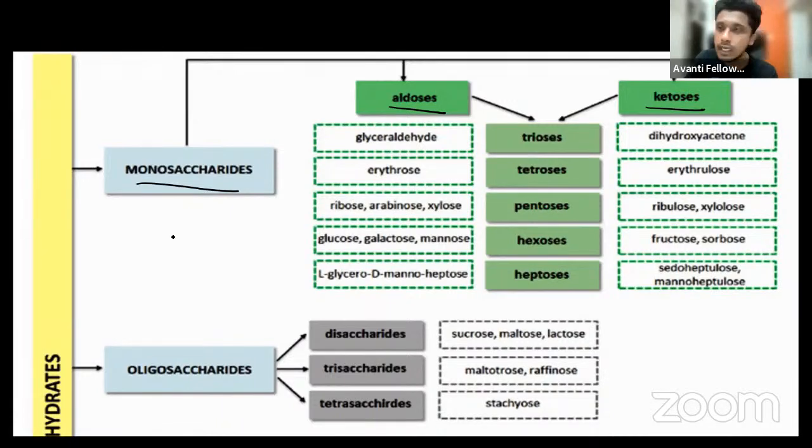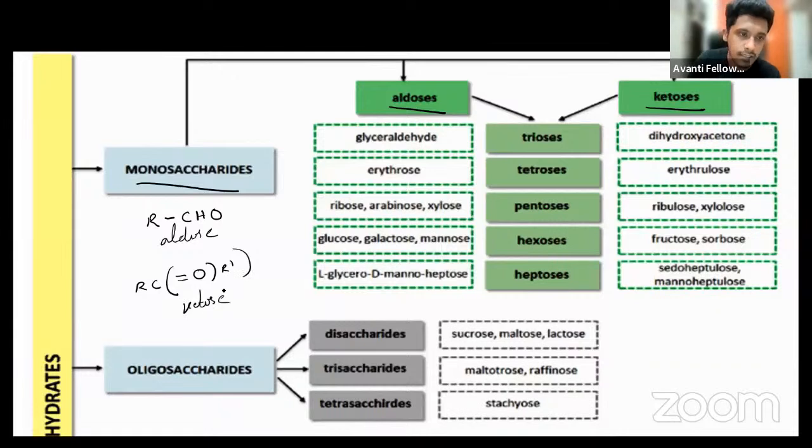If we know that CHO is sugar, isn't it? So R is a functional group, okay, that is aldose. For that R, if we have a CHO group, this is called aldose. What is ketose? In the ketose case, it's quite different. For example, R-C, and then you have a bracket open and then a double bond O, and then you have another R group. So this is called ketose. This is called the ketose functional group.